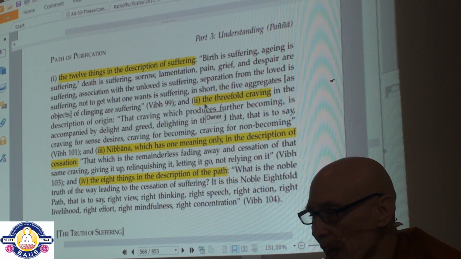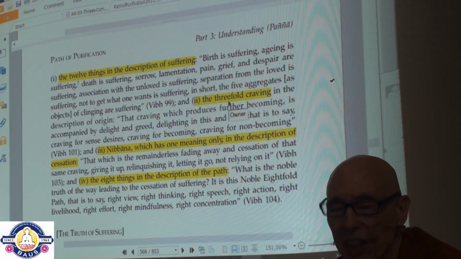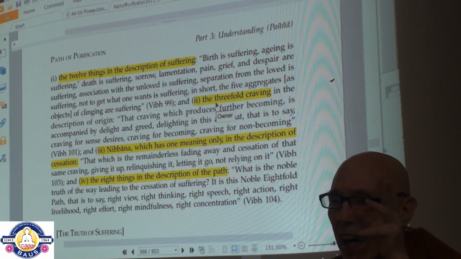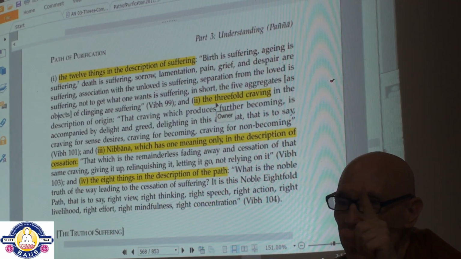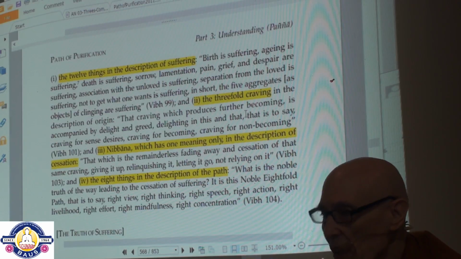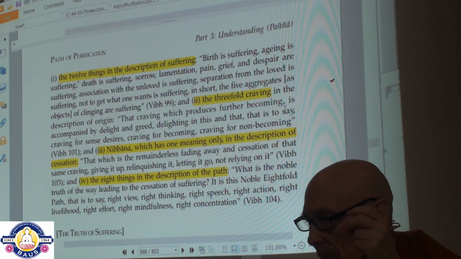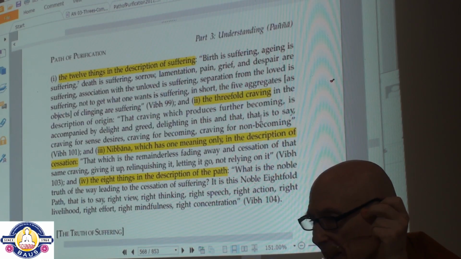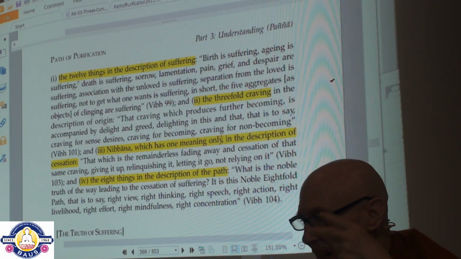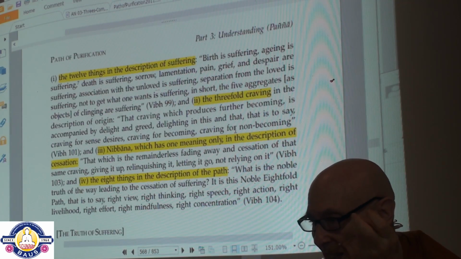Then comes the enumeration of the second noble truth. So here we have 3 items. There's actually 1 item which is craving mentioned, but it's of 3 kinds. So it's the craving that produces new becoming, which is accompanied by delight and greed, delighting in this and that. That is to say, these are the 3. Craving for sensual pleasures, craving for existence, craving for non-existence.